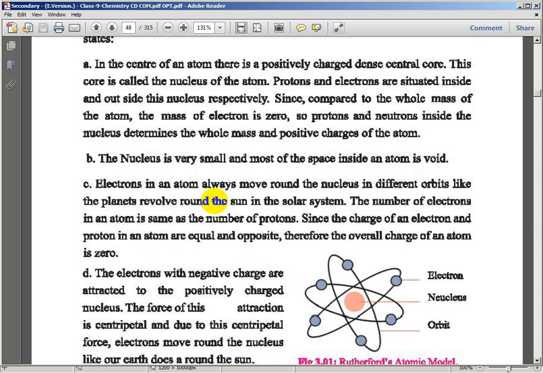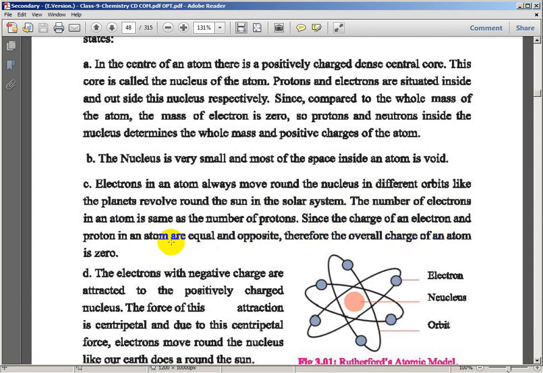Electrons in an atom always move around the nucleus in different orbits, like planets revolve around the sun in a solar system. The number of electrons in an atom is the same as the number of protons, since the charge of an electron and a proton in an atom is equal and opposite. Therefore, the overall charge of an atom is 0.